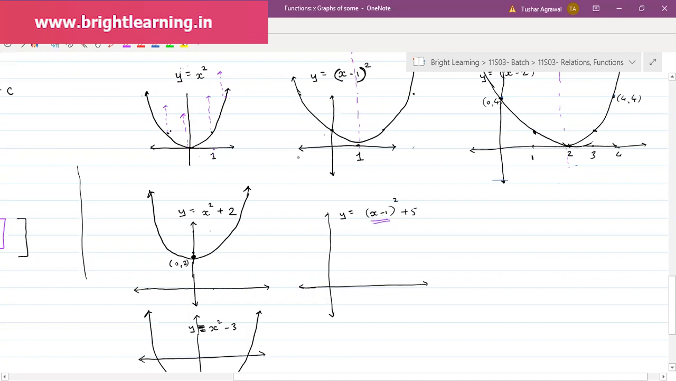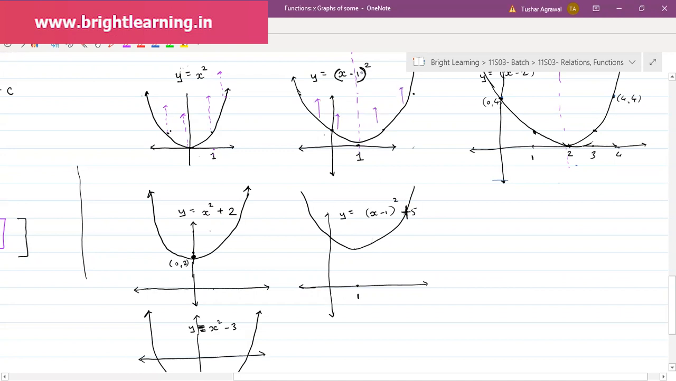And prior to that, concentrate only on x square. So we know the graph of x square. From here we jump to (x minus 1) square, that is a shift. We shift the graph right side 1 centimeter, and then we shift this graph 5 centimeters upwards. This graph is shifted 5 centimeters upwards.